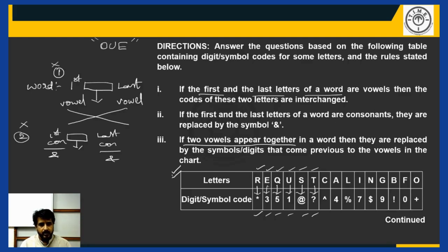Now what is the third rule? If two vowels appear together, so U and E are appearing together, then what does the code say? Then they are replaced by the symbols or digits. That means these two must be replaced with symbols or digits. Which symbols or digits? Those that come previous to the vowels in the chart.